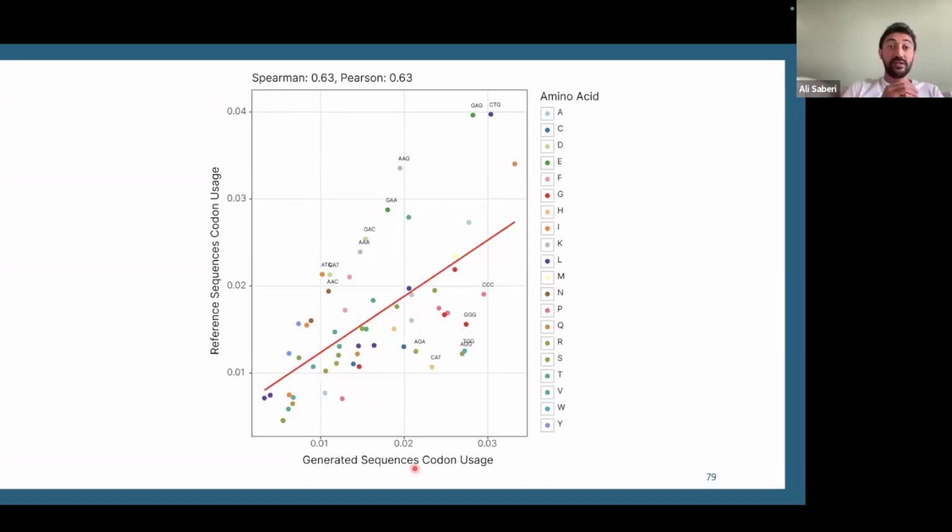We didn't expect a 0.63 correlation, but this is cool, and this is why I'm saying that this sequence generation could be super cool. Consider that we train our model to generate de novo transcript sequences with particular functions, and this would be super cool.